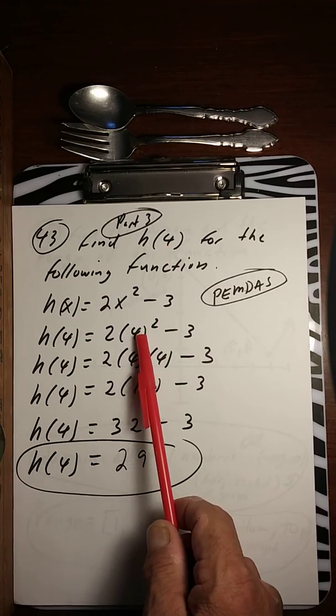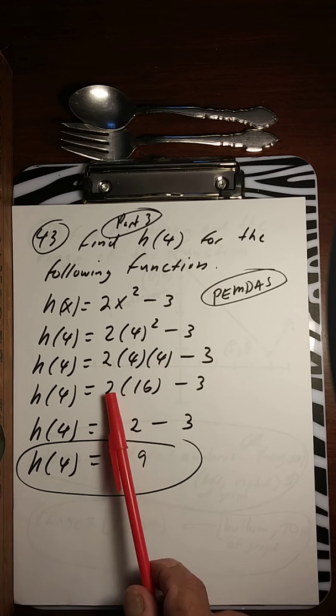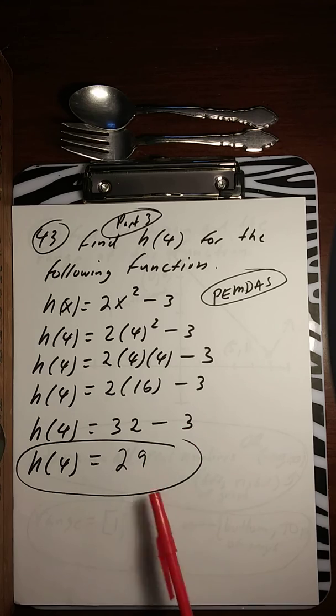Put a 4 in there. 4 squared, 4 times 4 is 16. 2 times 16 is 32, minus 3 is 29.